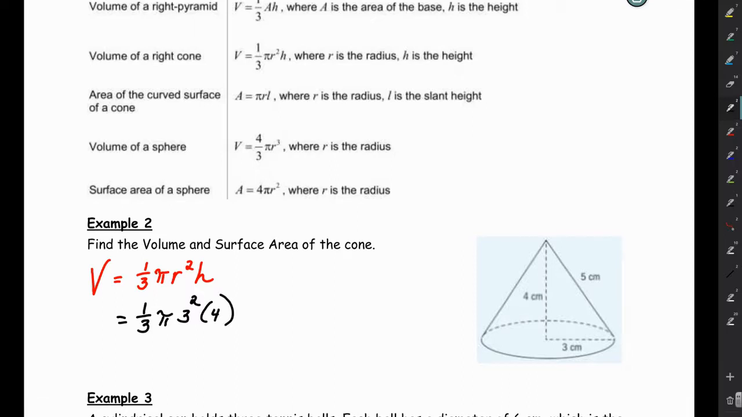So 3 squared is 9, divided by 3 is 3, 3 times 4 is 12, so this is 12 pi. And if we were to multiply out the pi, we would get 37.7 centimeters cubed. And keep in mind that volume is a cubic unit, area is a squared unit.